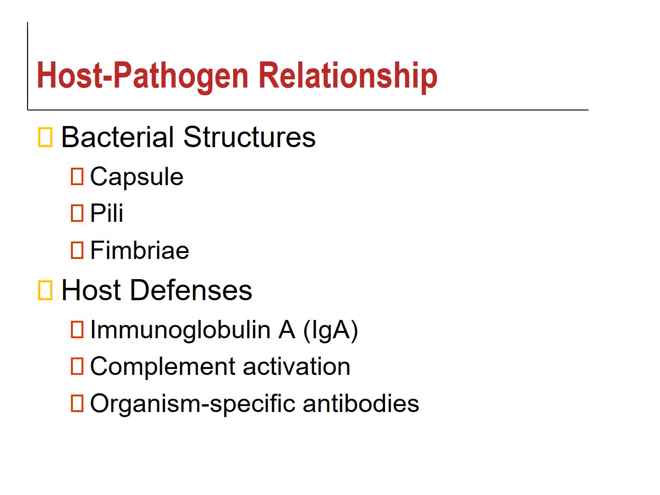Okay, now let's take a look at bacterial structures that play a role in the host pathogen relationship. Structural components of the organism, such as capsule, pili, and fimbriae, that mediate adherence to respiratory tract epithelial cells, play an important role in meningeal infections. Additionally, the bacterial capsule, as we know, can resist neutrophil phagocytosis and complement-mediated bactericidal activity, thus enhancing survival in the bloodstream. With regards to our host defenses, these include the presence of mucosal immunity mediated via immunoglobulin A or IgA antibody, complement activation, and the presence of organism-specific antibodies.